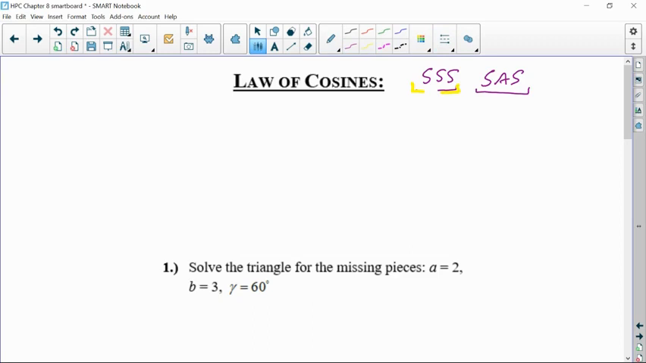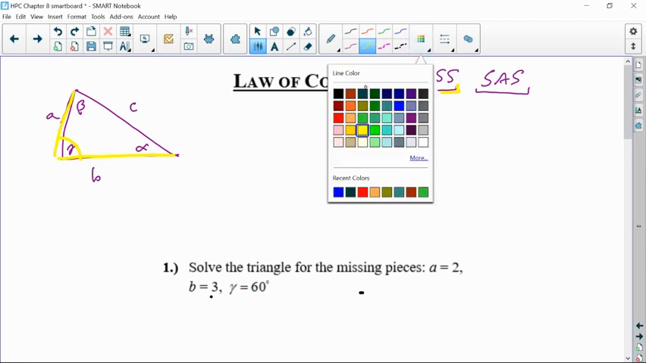If you have a triangle, I'm just going to arbitrarily draw one. Call this A, call this B, call this C. So this is alpha, this is beta, and this is gamma. Let's say you're given this side length and this angle. So you're sitting in a side angle side case. Here's how law of cosines could be used.